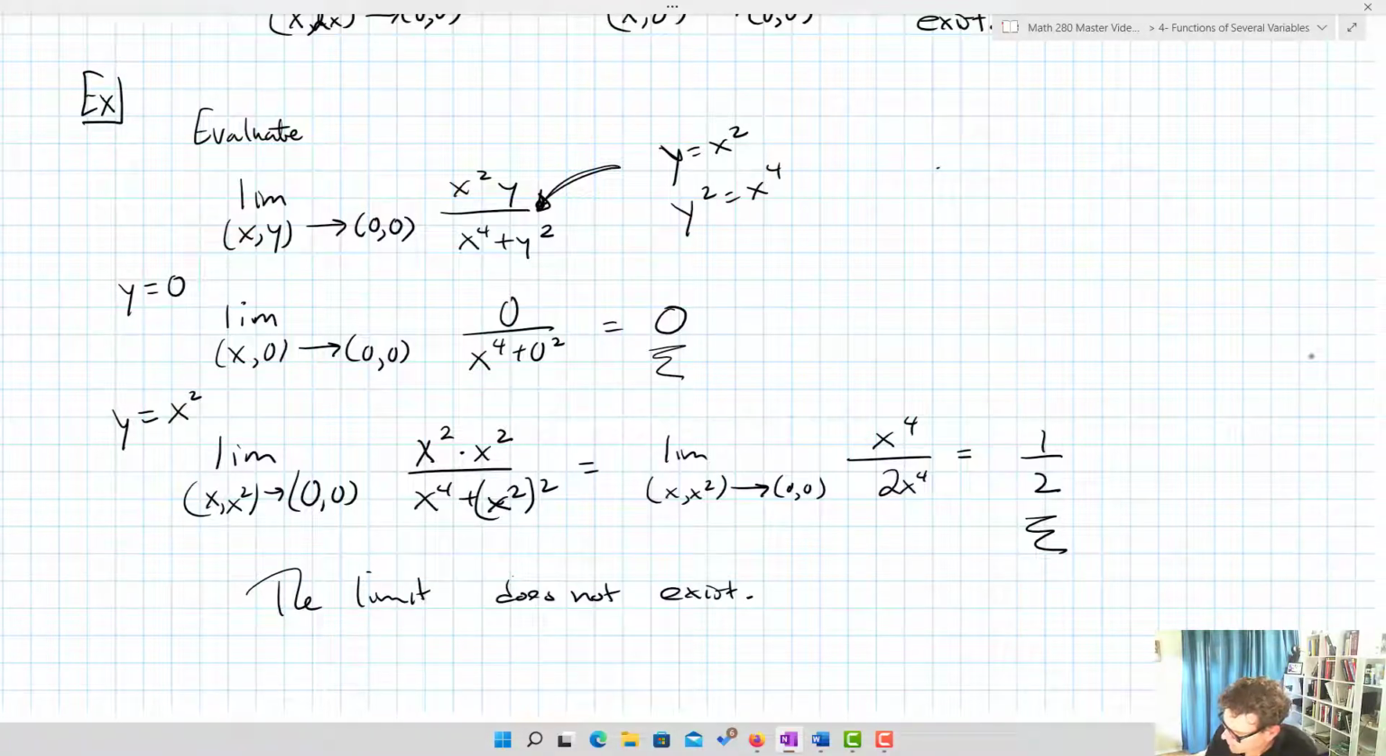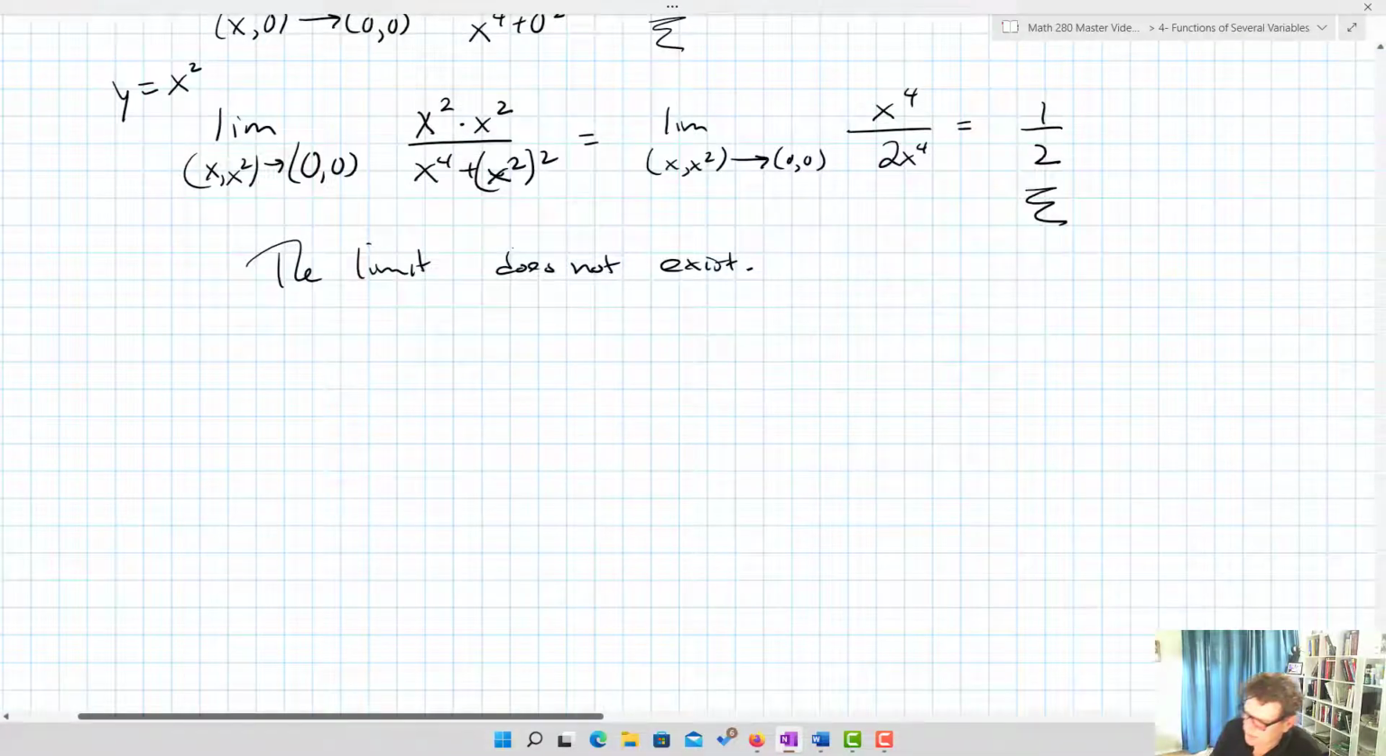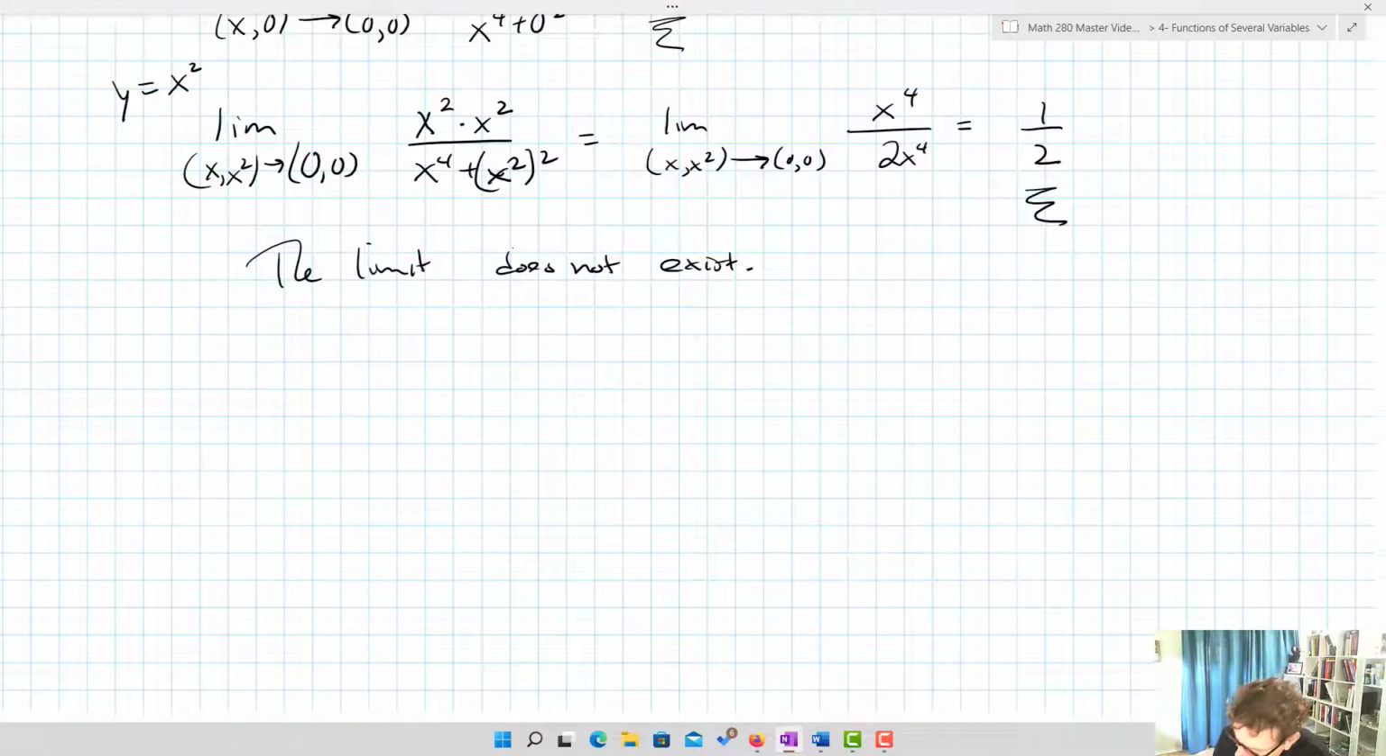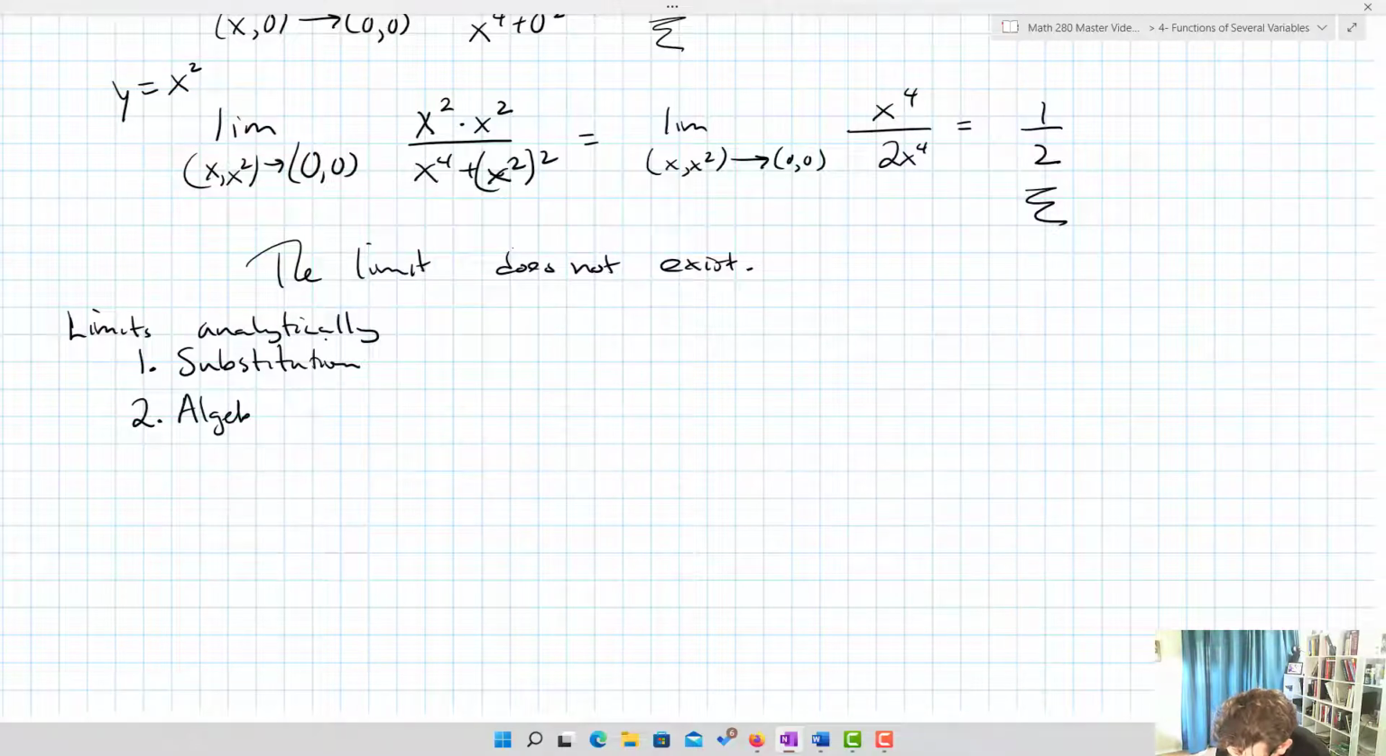Okay? So what we want to do here now, just as a review, when we're trying to find limits analytically, we want to first start with substitution. Can we substitute? That's our first place to look. Then secondly, I'm going to ask myself, well, can I do some kind of algebraic manipulation that will allow me to, in fact, do substitution? And then third, I'm going to pick some different paths.